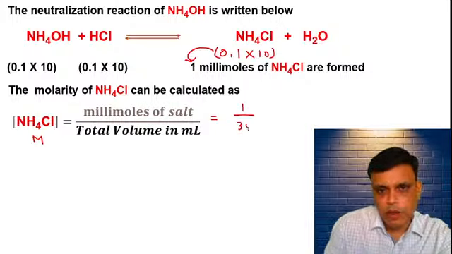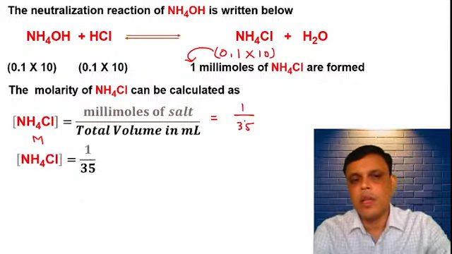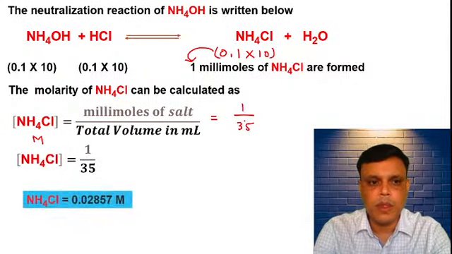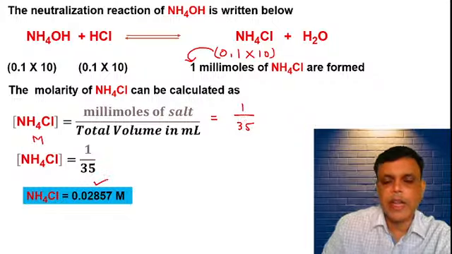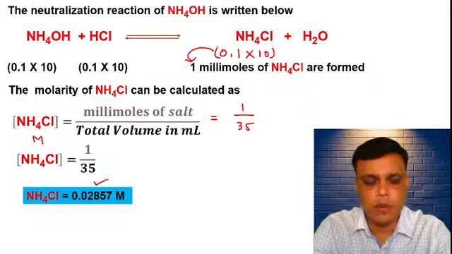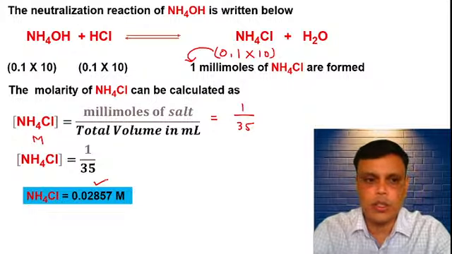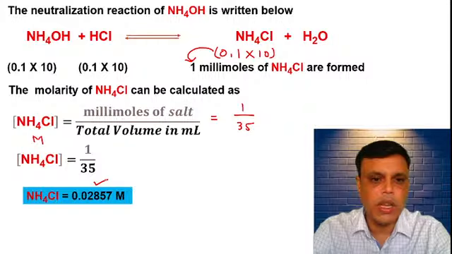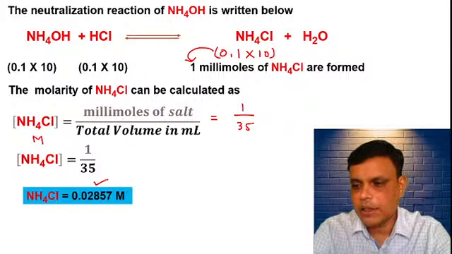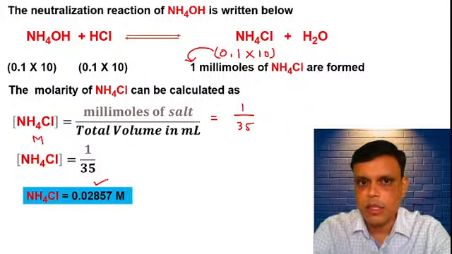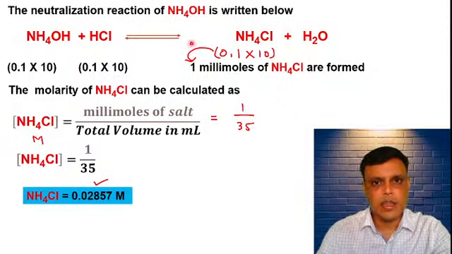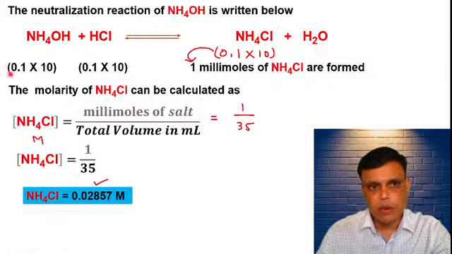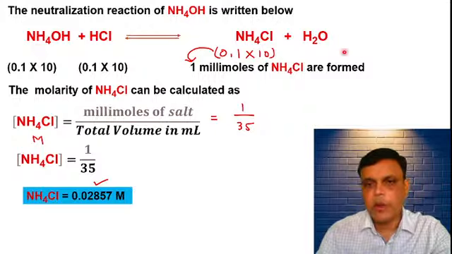So 1 divided by 35 कितना आ जाएगा? 1 divided by 35 will come. The concentration of ammonium chloride कितना जाएगा? 0.02857. The concentration of ammonium chloride is 0.02857. ठीक है, yes or no? समझ में आ रहा है आप लोगों को? क्या करें हम लोग? We are writing down the first neutralization reaction, then according to the law of mass action, कितने millimoles react हो जाएंगे, उतने ही millimoles of ammonium chloride will get formed.